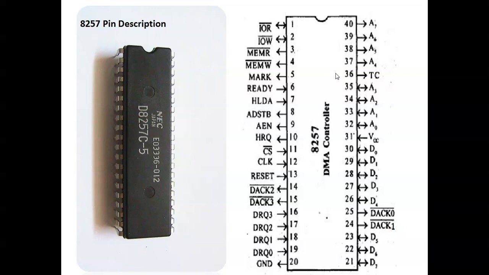Pin 20 is ground, pin 13 is reset, 12 is clock, and the control select pin is 11. HLDA is pin 7, that is important here. HLDA and the data bus pins D0, D1, D2 start at 30. Then 21, 22, 23, like that it goes.